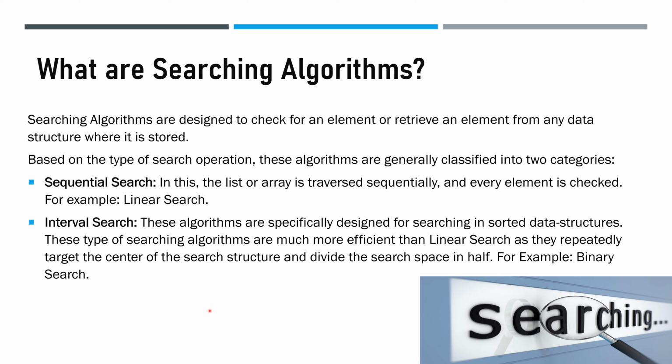Sequential search: in this, the list or array is traversed sequentially and every element is checked. For example, linear search. Next, interval search. These algorithms are specifically designed for searching in sorted data structures. These types of searching algorithms are much more efficient than linear search as they repeatedly target the center of the search structure and divide the search space in half. For example, binary search.